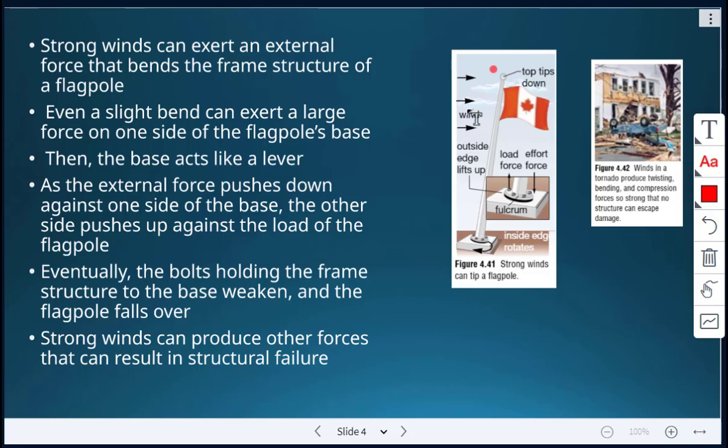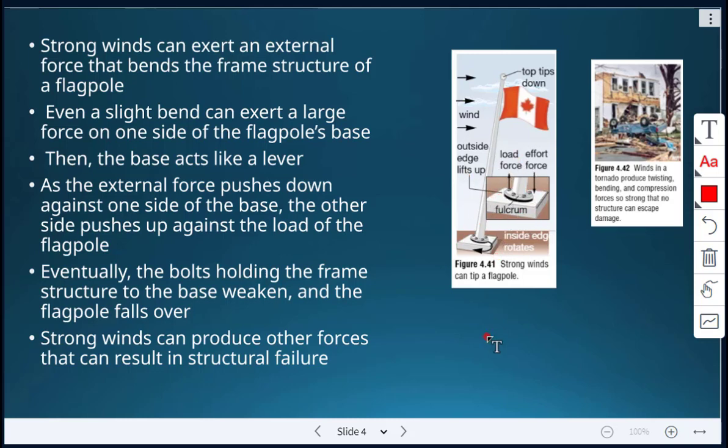In this example, we have a flagpole acting like a lever and how its structure can fail. Think of strong winds. Strong winds can exert an external force, and that can start to bend the frame structure of a flagpole. Even a slight bend can exert a large force on one side of the flagpole's base. So then this base is going to start acting like a lever. As the external forces push down against one side of the base, the other side pushes up against the load of the flagpole. So we can see that happening here.